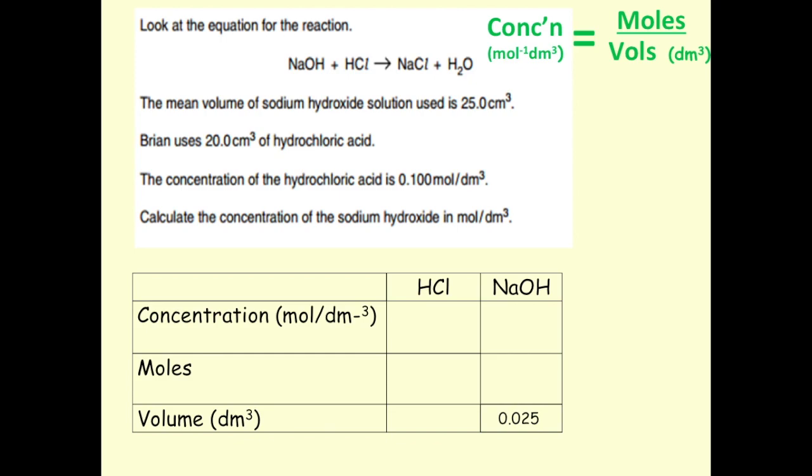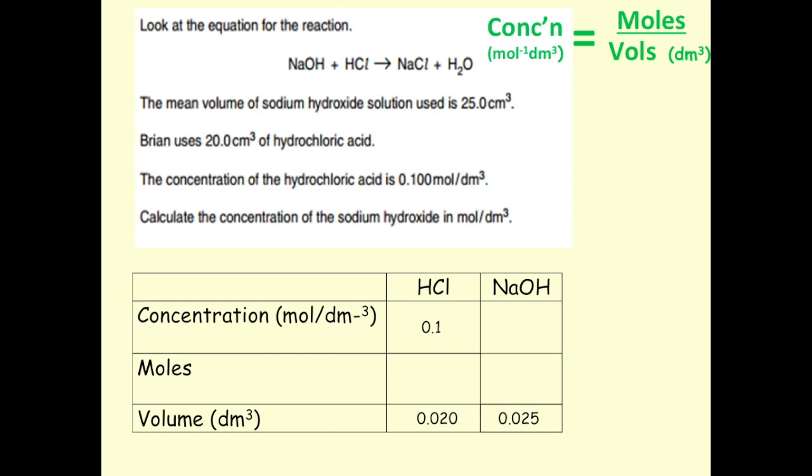Back to the question. The next line says Brian uses 20 centimeters cubed of hydrochloric acid. So I'm going to put there 0.02. And that's the same scenario. I've just divided it by 1,000 and stuck it there into the table. Third line of the question, the concentration of the hydrochloric acid is 0.100 moles per dm cubed. So I've placed that into the table there. And that's all the information that I've been given.